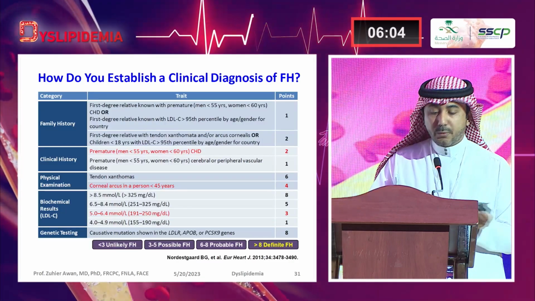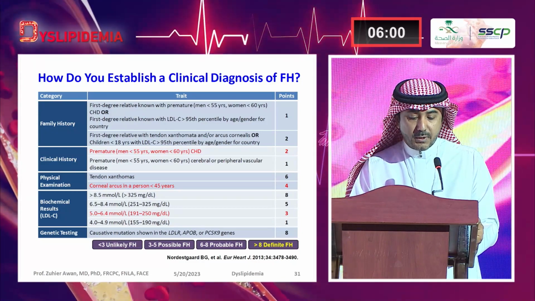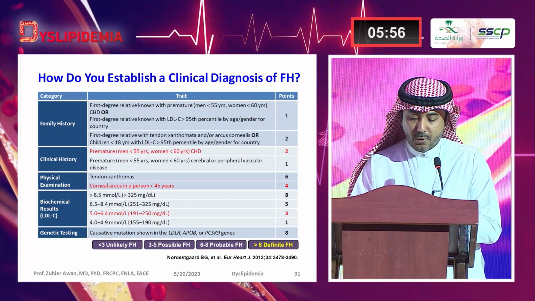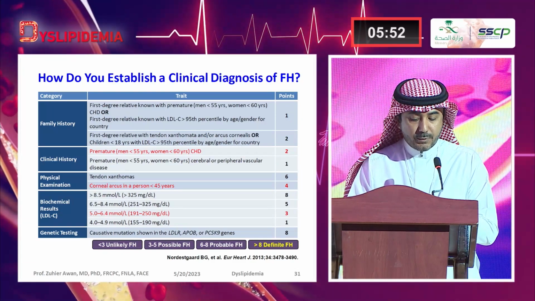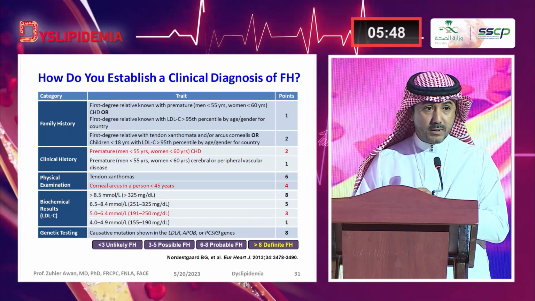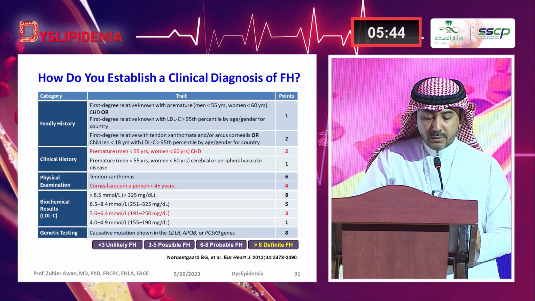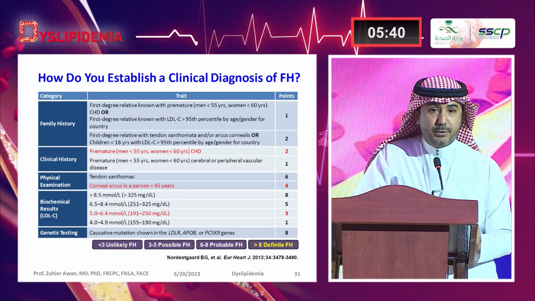So for our patient, if you do the Dutch Lipid Clinic Network score, he has a premature coronary disease, so he deserves 2 points here. He has a corneal arcus before the age of 45, so this is 4 points, and his baseline LDL was 5.5, so this is another 3 points. So in total, he has 9. So this is definite FH.